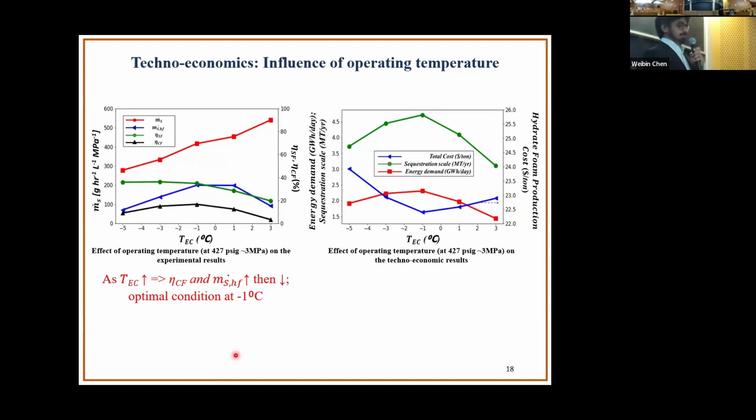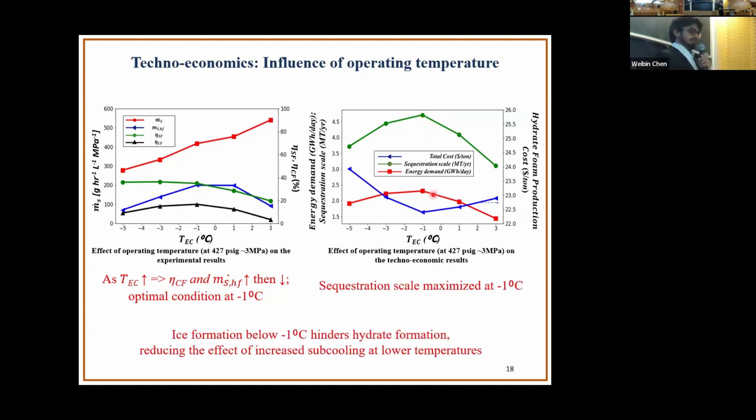Next is the difference of operating temperature. For these, we kept the pressure fixed at 3 megapascal for 4 kShg, and we increase the temperature from -5 all the way to 3. If you go below -1, you just get ice formation in salt water. Because you get ice formation, you have less water available for hydrates, so you slow down the curve. So you get a maximum on the scale of the sequestration. The reason for that is the ice formation and the reducing effect of increased cooling at lower temperatures. So for this pressure, the best temperature was -1.